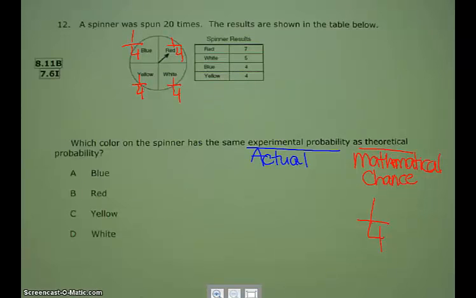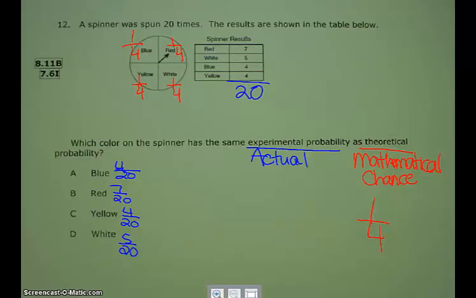On the table here, I can see that there were actually 20 spins. Blue was spun 4 out of the 20 times. We got red 7 out of the 20 times. Yellow was landed on 4 out of the 20 times. And the spinner landed on white 5 out of the 20 times. We need to find which one of those, blue, red, yellow, or white, has the same probability or is equal to 1/4.